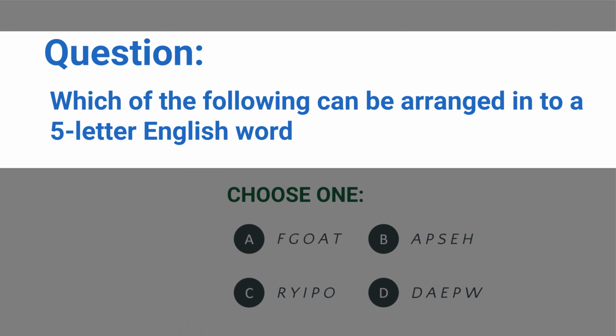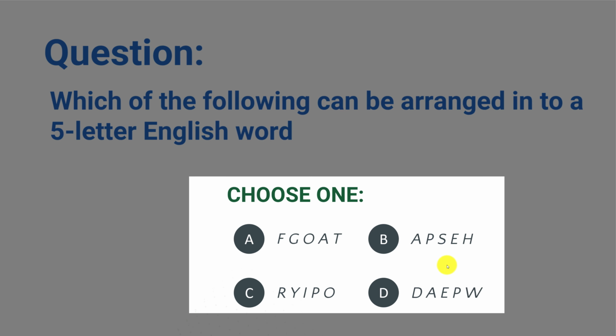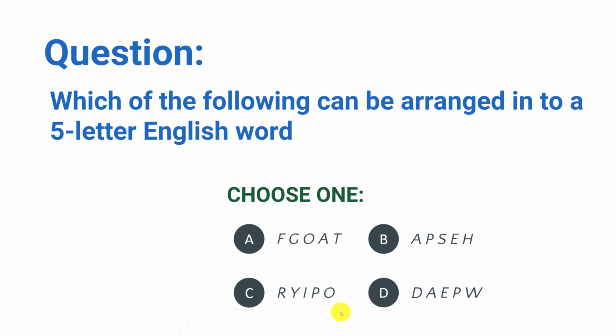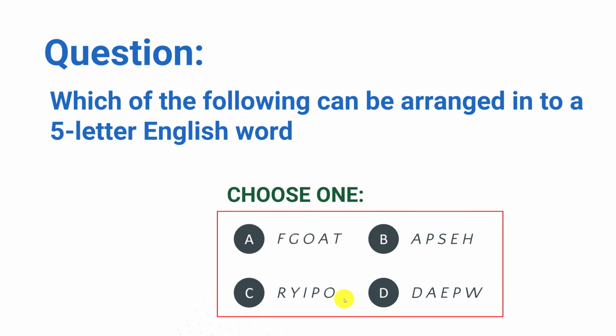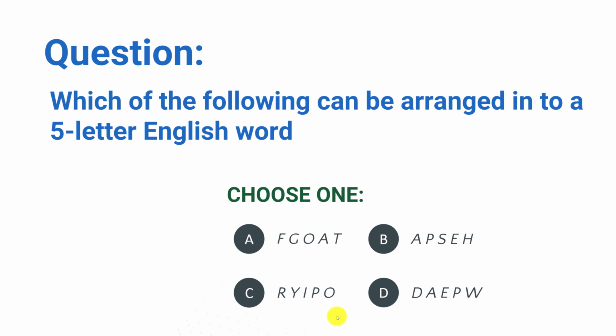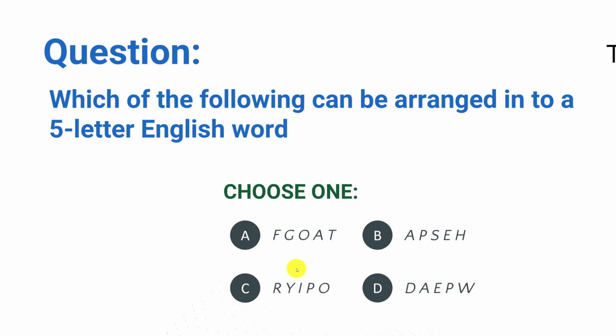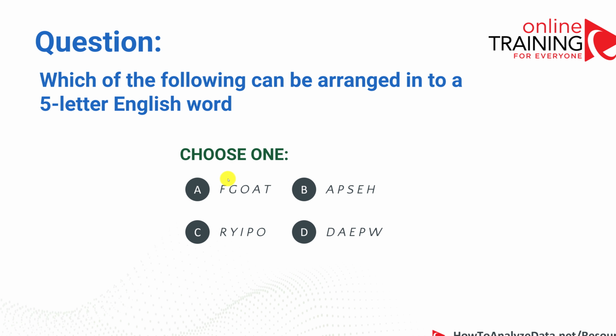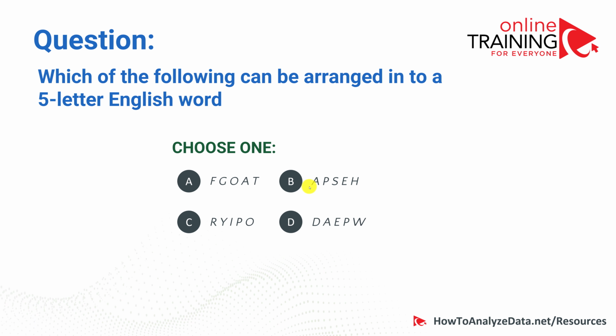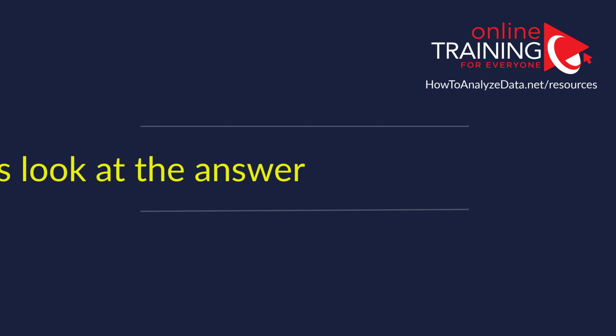So the question: which of the following can be arranged into a 5-letter English word? There are 4 choices with 5 letters each, and you would need to look at each choice and take a guess which one leads to a specific English word. Obviously nobody gives you the English word, so you would have to take a guess on the word and combine these letters so they are represented by a specific English word. So which one do you think is the right choice?